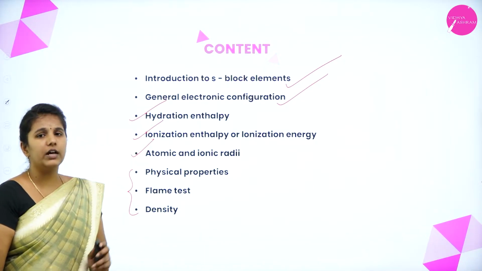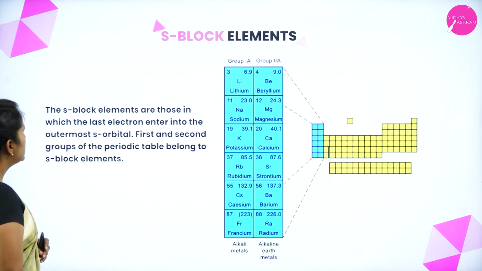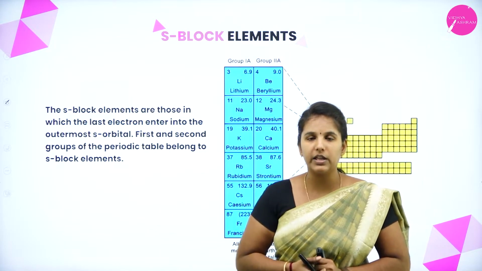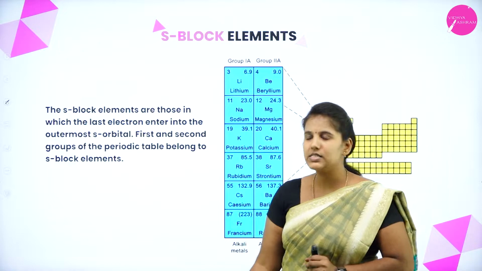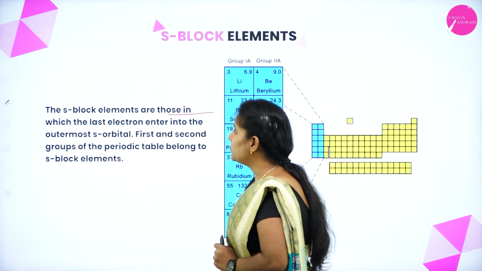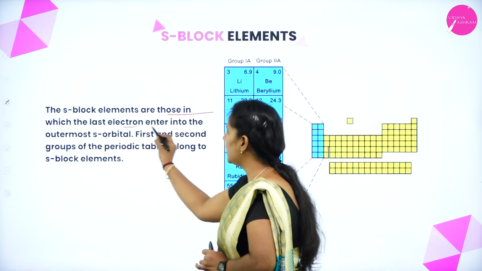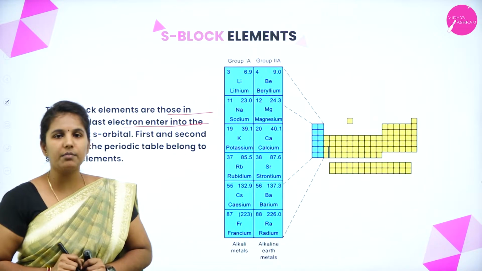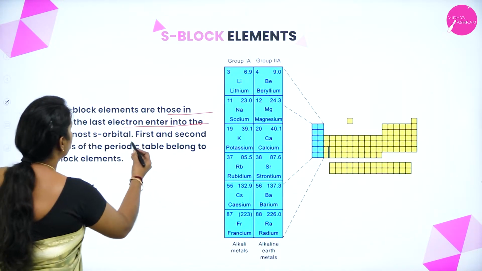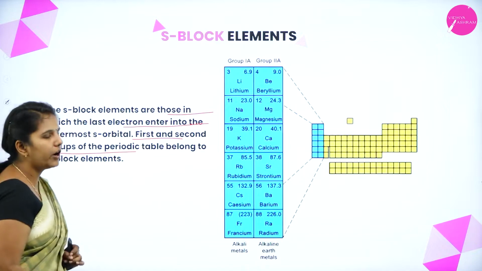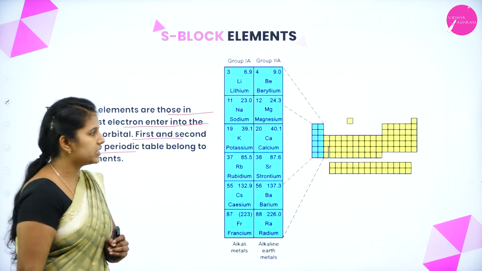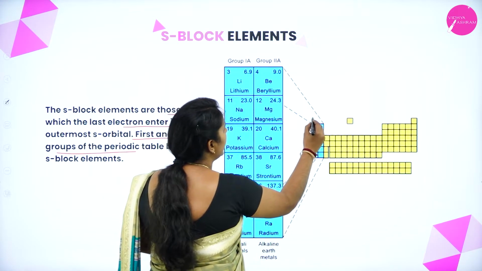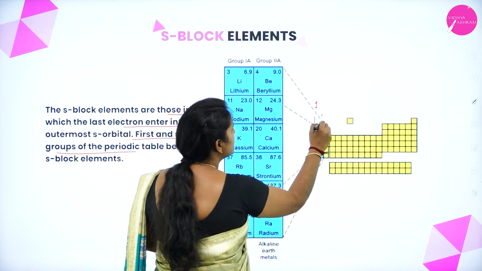Firstly, I'll go with the S-block elements. Already we know that the S-block elements come in our periodic table on the left hand side. The S-block elements are those in which the last electron enters the s orbital, hence it is named S-block element, and the first and second groups in the periodic table belong to the S-block. This is a figure of the periodic table. You can see that this is group 1 and this is group 2.